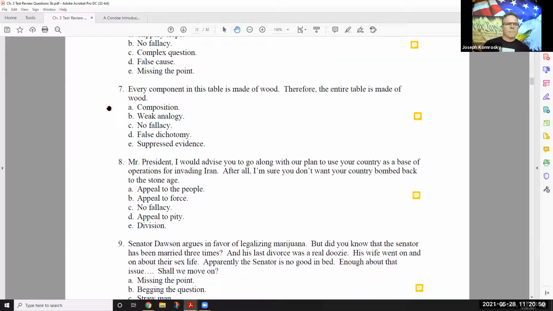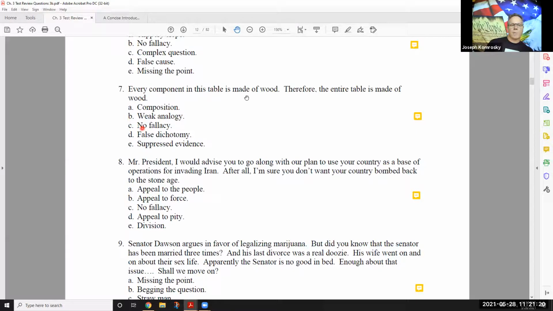Number 7: every component in this table is made of wood. Therefore, the entire table is made of wood. I know some of you are thinking composition right away. Let me just read that to you. An attribute is incorrectly transferred from the parts to the whole. We're talking about every component, the parts, and we're talking about the whole. You're thinking parts to whole. Yeah, it's composition. No, it's no fallacy. That's just straight up common sense.